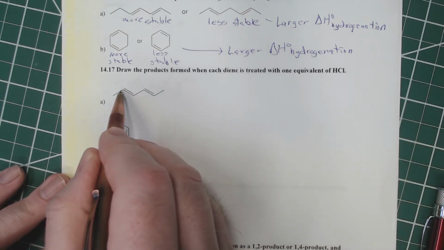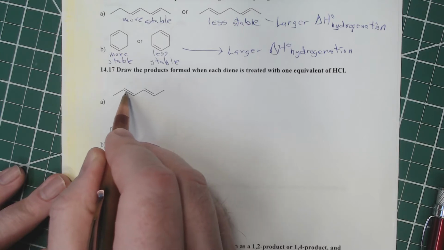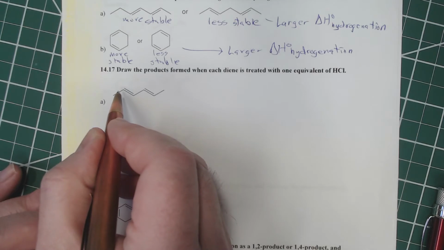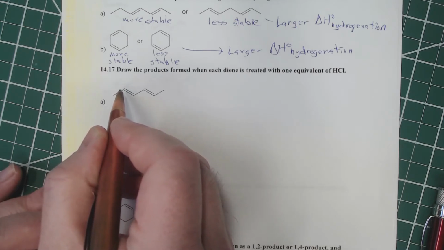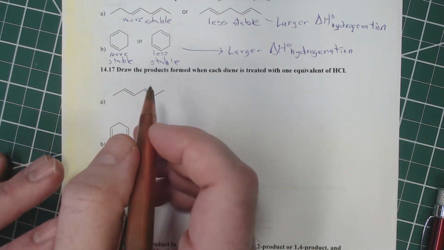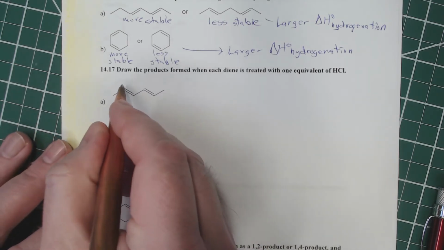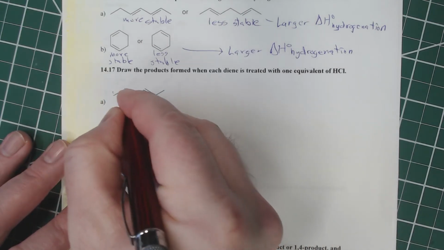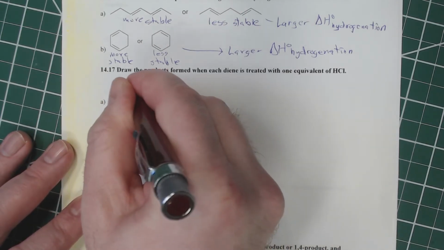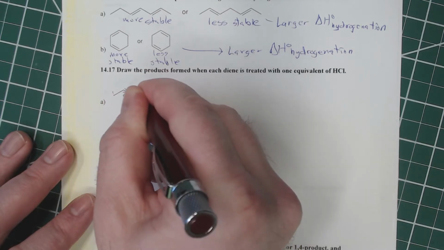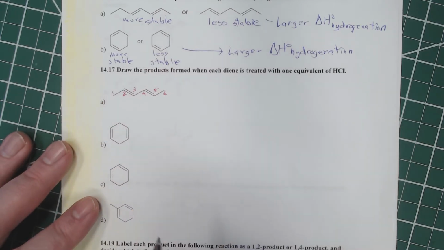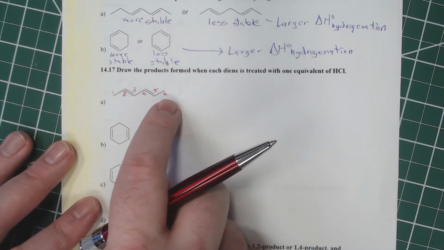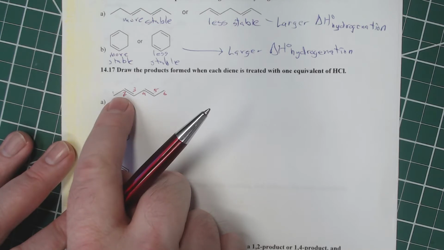So if we add HCl, both of these are identical, so it doesn't matter which one it reacts with, but we will find that the hydrogen will go to the carbon so that we will form an allylic carbocation. So hydrogen is going to go here to that 2 position. I'll label this 1, 2, 3, 4, 5, 6, just so we can communicate about it. The hydrogen is going to go to carbon 2, which is identical to carbon 5.